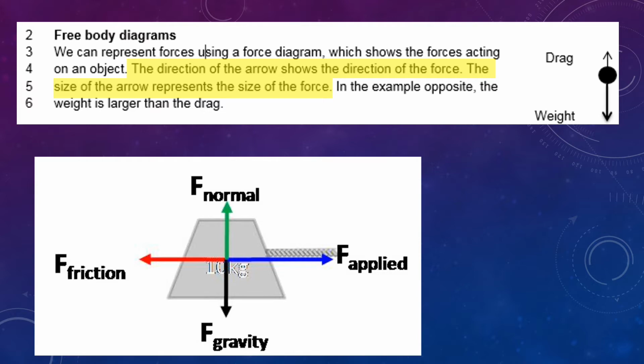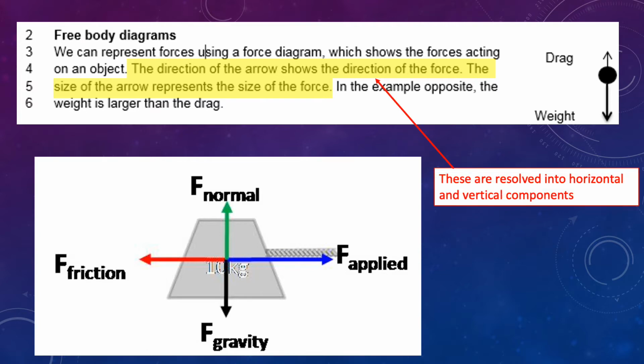We also have forces going in different directions, but really we are only working in four directions right now. So we have our horizontal and vertical components. If you look at the diagram on the right with the black circle, the weight is larger than the drag, which means that this object will be going down, because the weight has a much larger force than the drag. Depending on which side has the strongest force is the direction that it will go in.